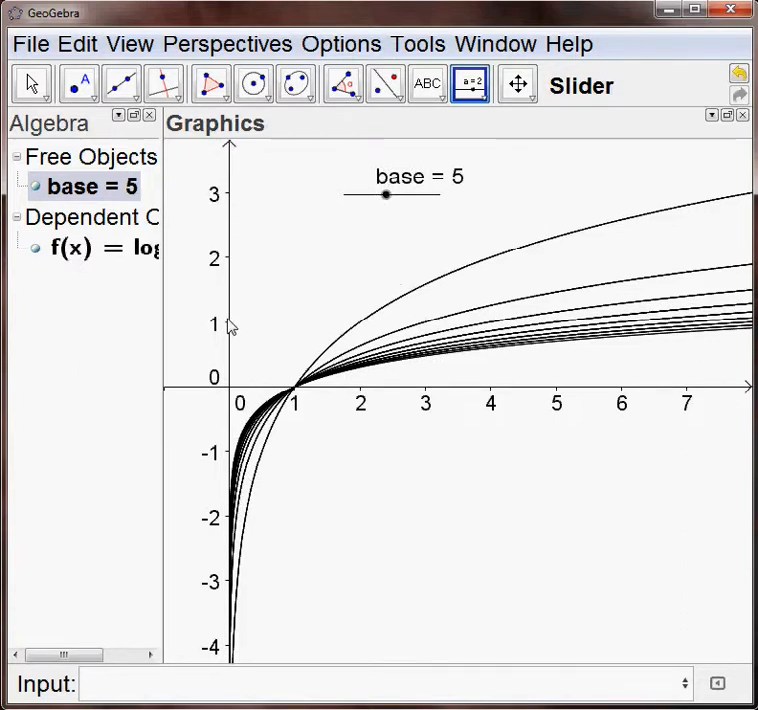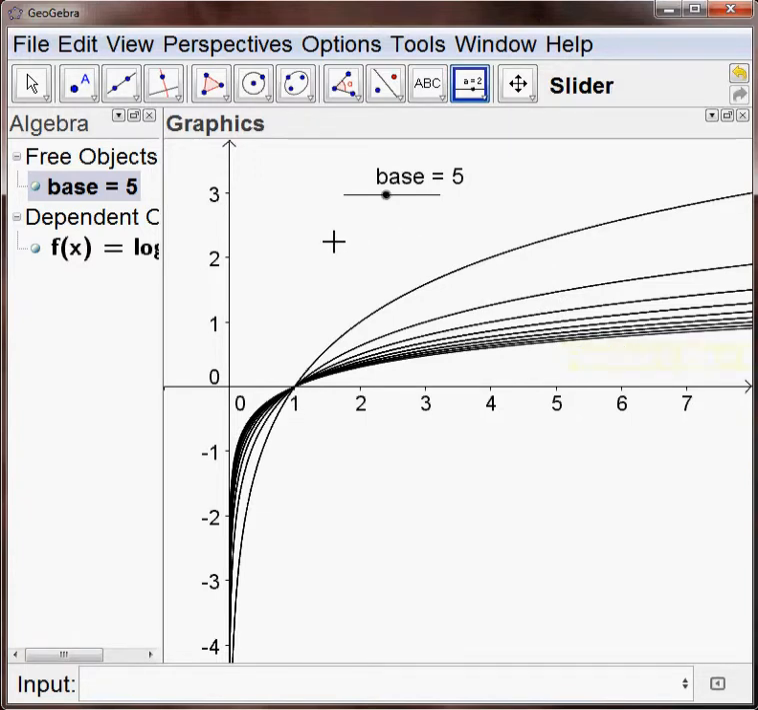They never go beyond the y-axis, though. They just go down. The limit of all of these graphs as x approaches 0 from the right is negative infinity. They all go through 1, and they go through that other point. For example, here the base is 5, so it's going through this point right here. 5, 1, where is it? There it is. Okay, so it's going through that point, 5, 1.